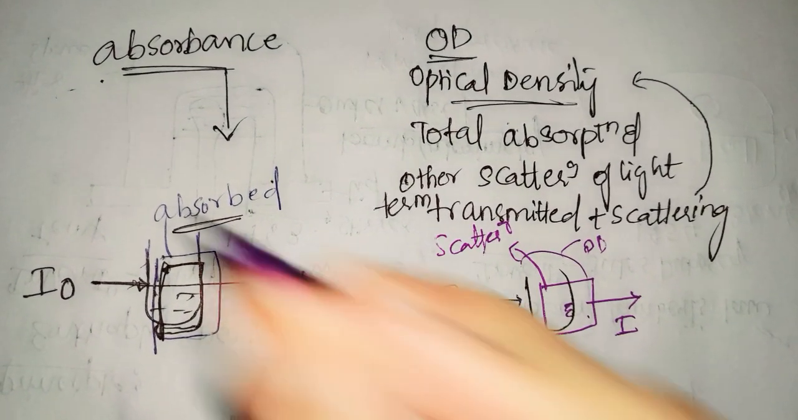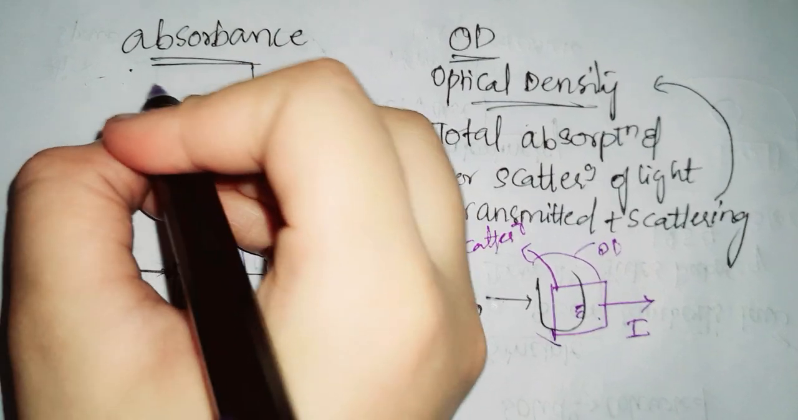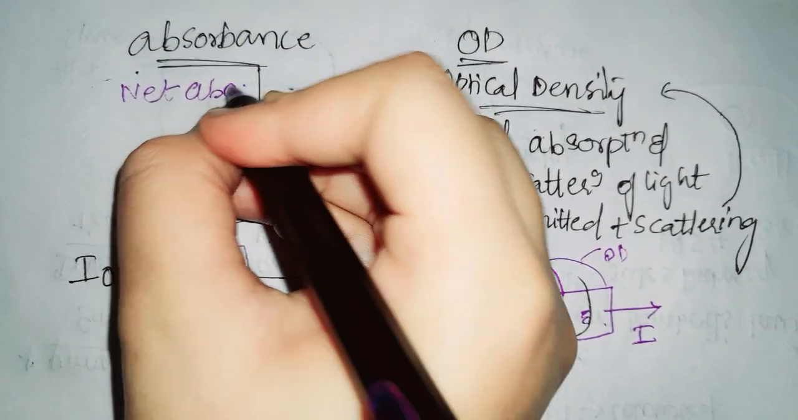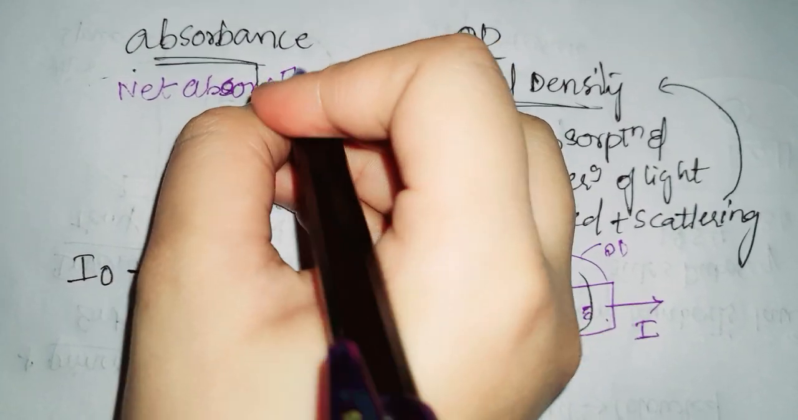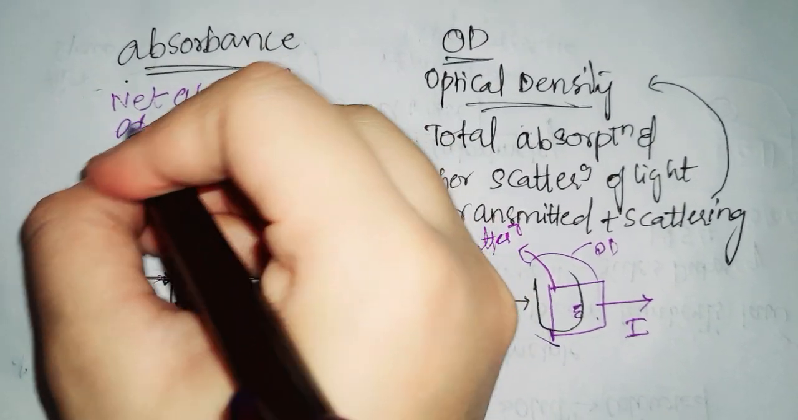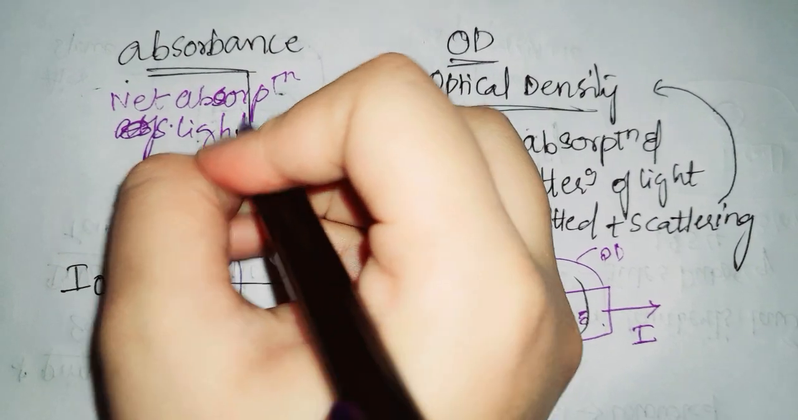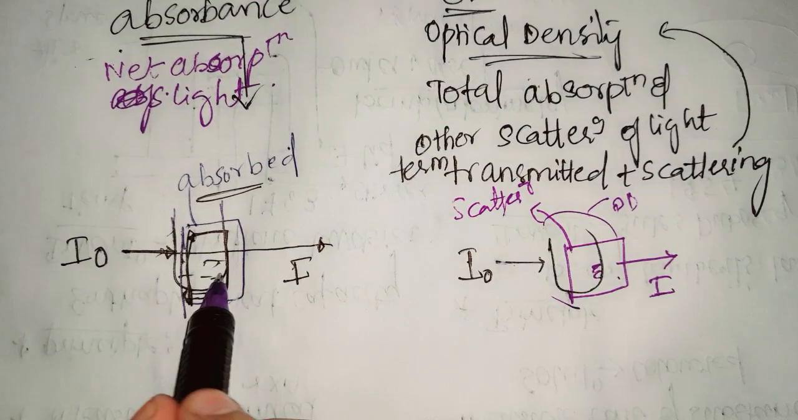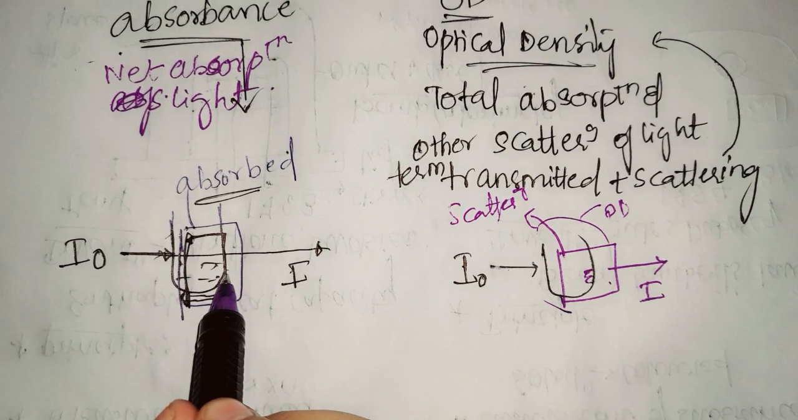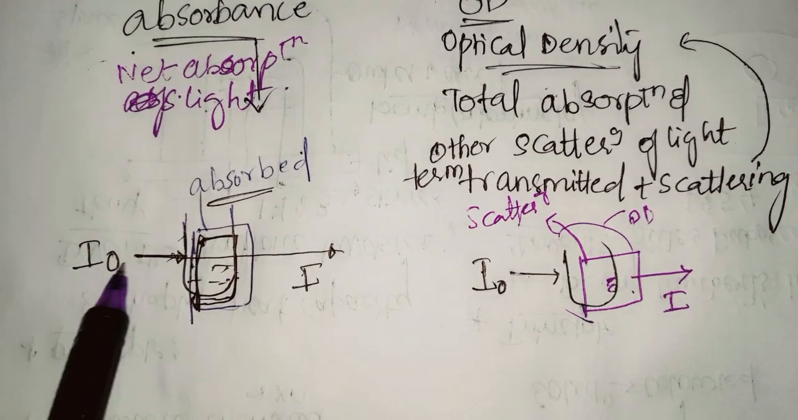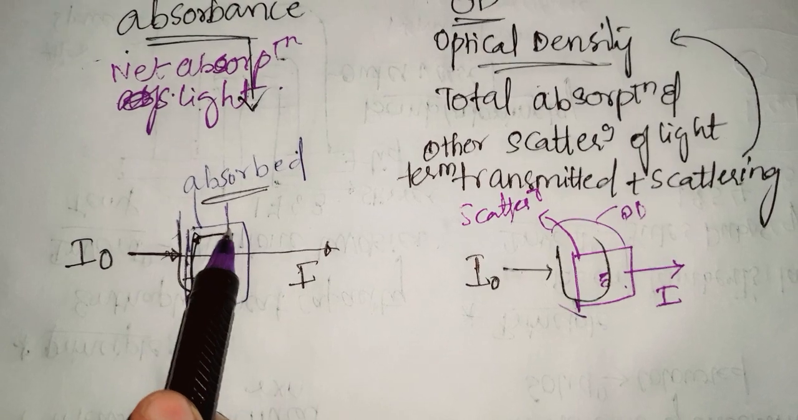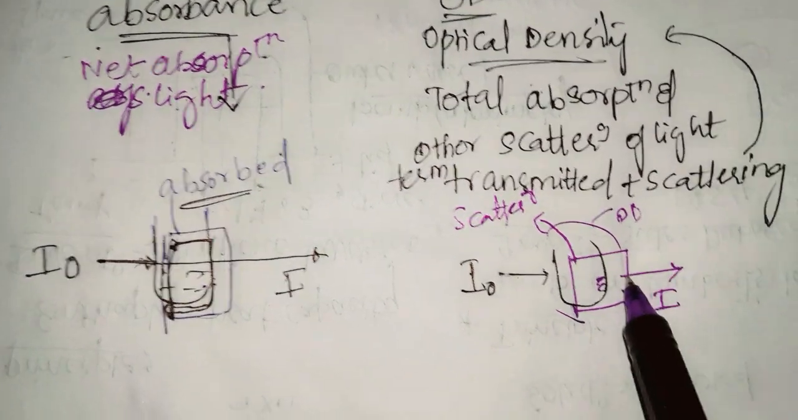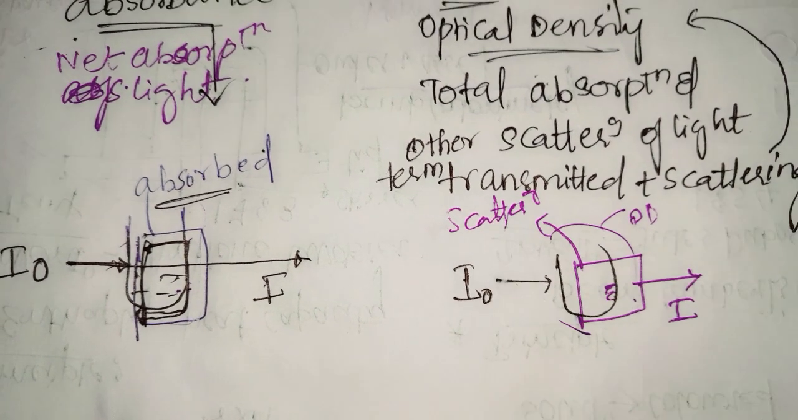And if we talk about absorbance, here we will be considering the net absorption of light. Whatever light passed through the solution, that light we are considering here. Whatever light is passing through the solution and some absorbed light, that we are considering in the absorbance, while in the OD we are considering the scattering light also.